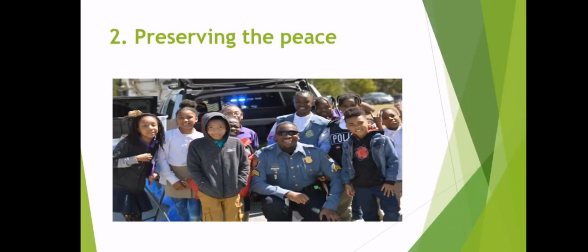So next, the second is preserving the peace. When we say preserving the peace, it is accepted by the police as an important goal also. They have the legal authority to arrest individuals for disturbing the peace or for disorderly conduct.